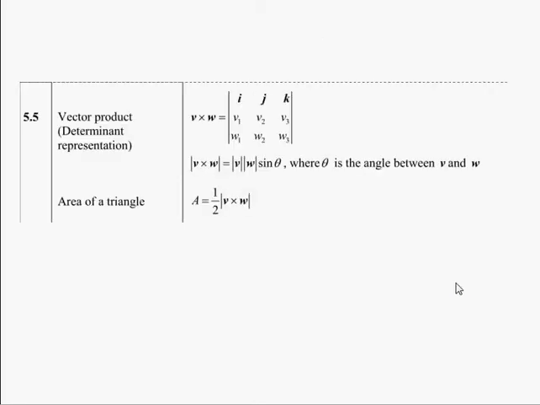Just out of interest, that's what your formula book looks like. You've got the cross product, you've got the two different formulas there, and you've got the area of a triangle.